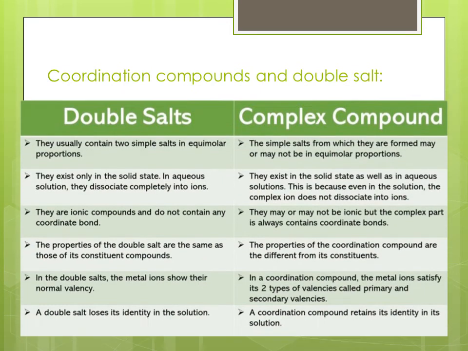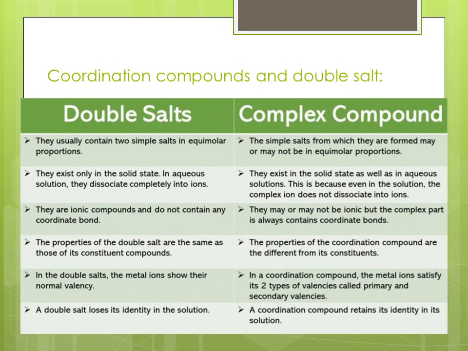So when two salts are mixed together, we will get two products. One is called a double salt, another one is called a complex salt. So let's learn the difference between the double salt and complex salt. Double salts are formed by two simple salts in equimolar proportion, but complex salts may or may not be formed in equal proportion. Double salts exist in the solid state. In aqueous solution they dissociate completely into ions.